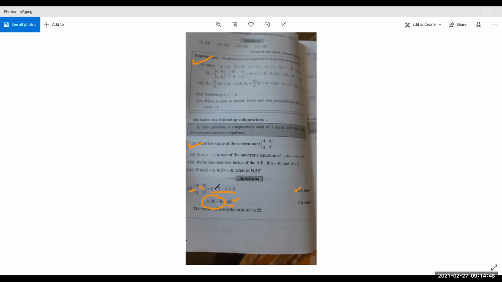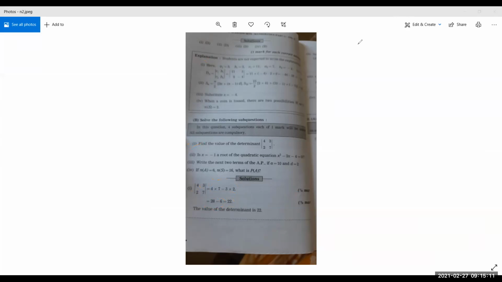Means how this marking scheme works: if at least you are able to write the determinant and put the values according to the formula, for that we will get the half marks, and for the final answer we are getting the next half marks. So in this way, in this type of question, you will get the 1 mark like this.